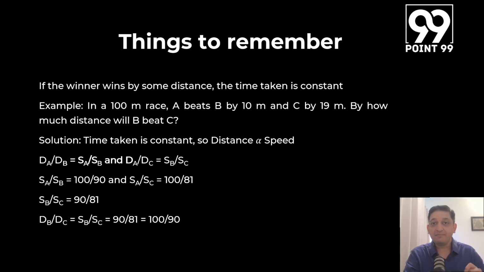But when do we say that B would have won the race or B would have beaten C? When B would have completed the race. So when B would have covered 100 meters, C would have covered 90 meters. Or in general, you can say that B beats C by 10 meters.